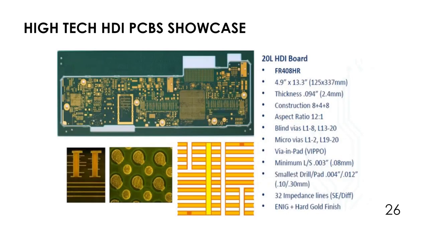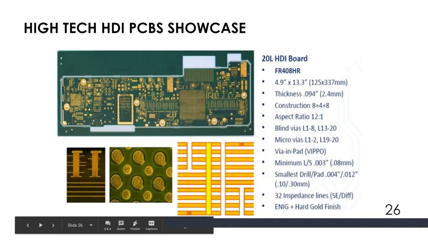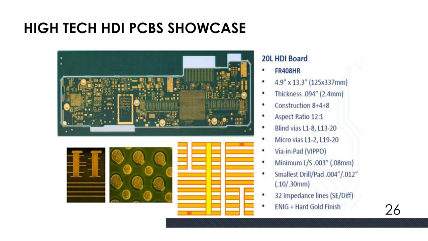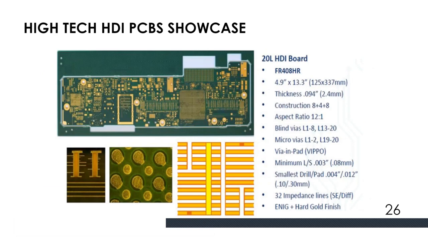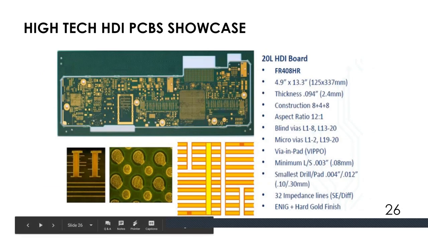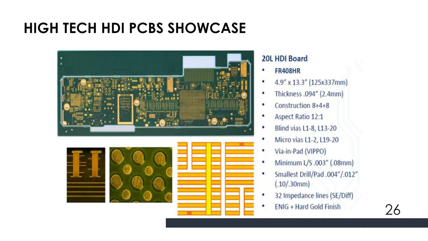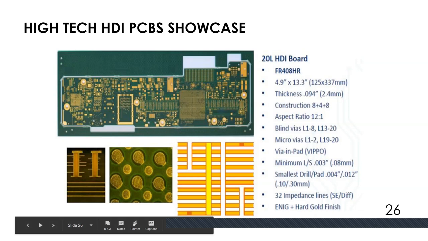Here it's a 20 layer board. You can see here, blind from both sides. Via pad is there for this. Microvias between L1 and L2, L19 and L20. Blind via, microvia. 32 impedance layer traces are there, single-ended and differential. Is it a lot? Very lot.